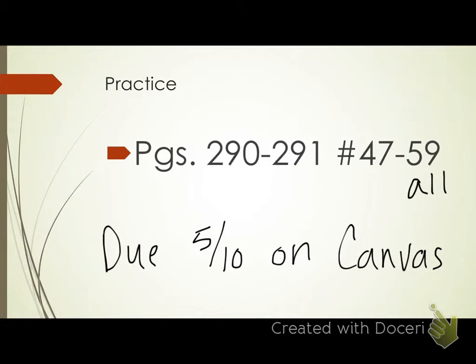Here we go. Here's our assignment. Pages 290 through 291, numbers 47 through 59 all. This will be due Monday, May 10th on campus, since we won't be in school on Friday. Pages 290 through 291, numbers 47 through 59 all. Due Monday, May 10th on campus. Any questions before I end my recording? All right.